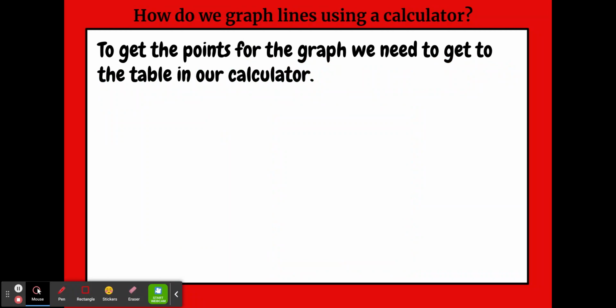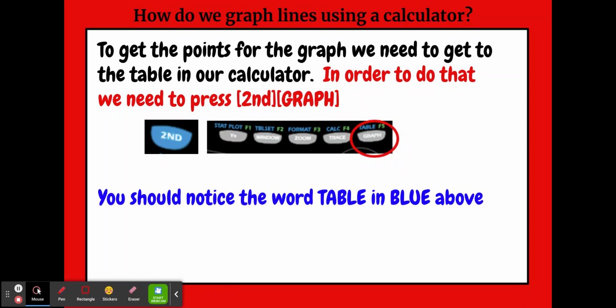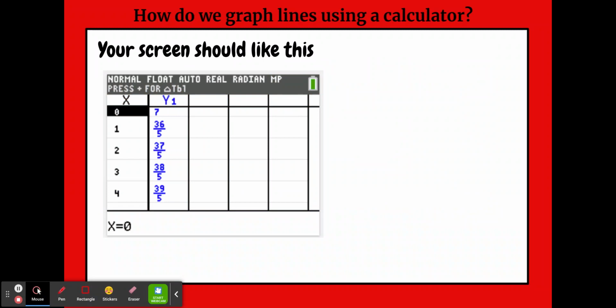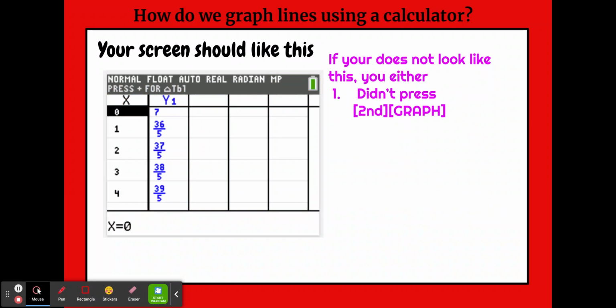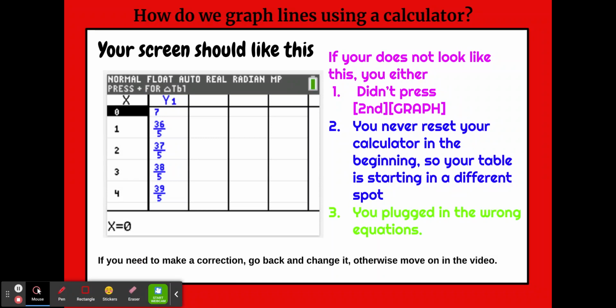So to get the points for the graph, we need to get to the table in our graphing calculator. In order to do that, you need to press the second button and the graph button. The second is the blue one and the graph is the gray one. And you'll notice that the word table is in blue. That will allow us to get to the table in the calculator. Now, this is what your screen should look like. If it doesn't, it just means you either didn't press second graph, you never reset your calculator in the beginning, so your table is starting at a different spot, or you plugged in the wrong equation. So if that happens, you need to make a correction, go back, rewatch the video, and change what you need to do. Otherwise, let's move on.